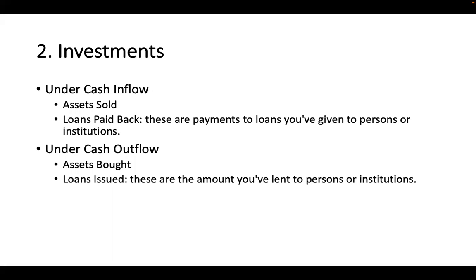जहाँ पे कंपनी के पास पैसा आ रहा है, company is getting something out of it. Loans paid back. These are payments of loans you have given to a person or institutions. ठीक है? So तुमने किसी को लोन दिया था, किसी पर्सन को या इंस्टीट्यूशन को, and now they are paying back it to you. कंपनीज लोन्स देती है ना.